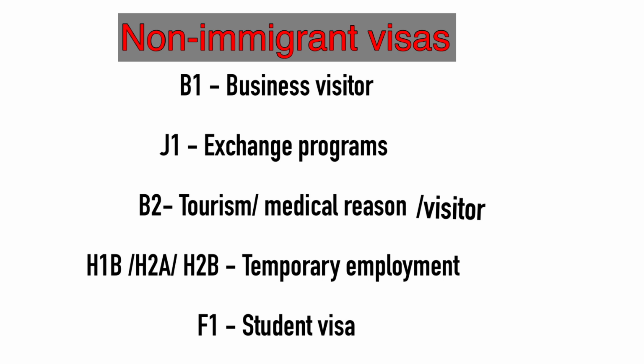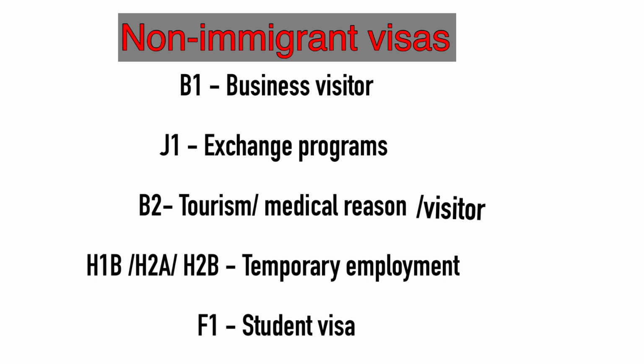Then we have the H2B, which is the temporary worker visa. There are some people who just want to come do some temporary work and then go back to their countries. It's a kind of visa that they would be going for. Then we have F1, the student visa. Those who want to come and school, maybe masters, PhDs, those who want to climb the academic ladder. Those are the kind of visas you'll be going for, which is the F1.